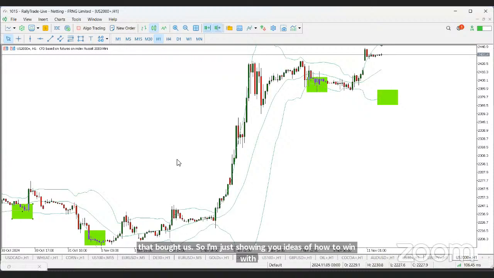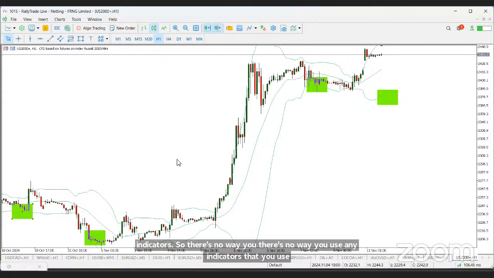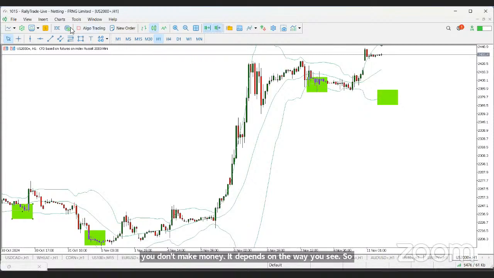So you can see the way I'm actually mixing up a lot of indicators. There's no way you use any indicators that you don't make money. It depends on the way you see it. So those are the things that I've been able to look at this morning.